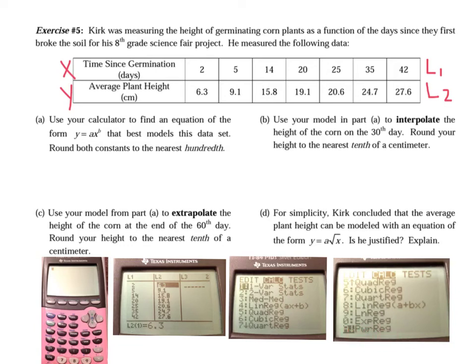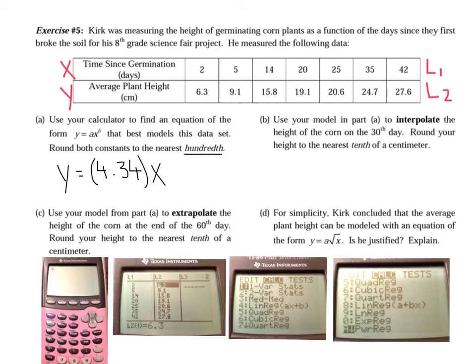Choose that one. When I did choose that one, my calculator said my A value is 4.341687522. But anyway, they just want the nearest hundredth. So that's 2 decimal places. So let's say my A value is 4.34, and that's going to be times x.